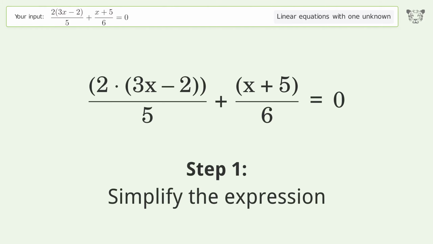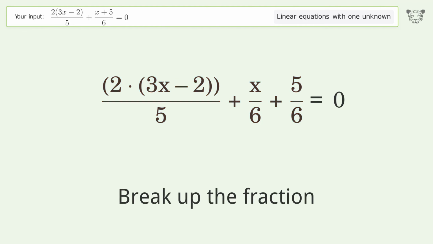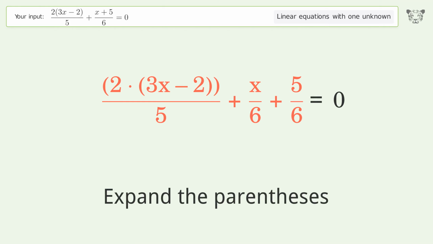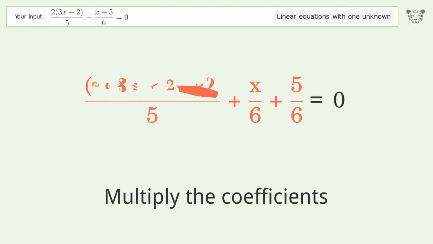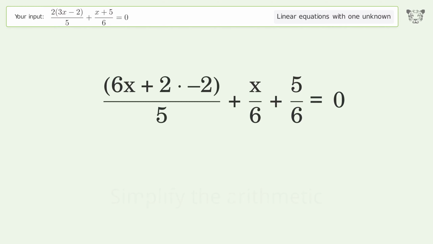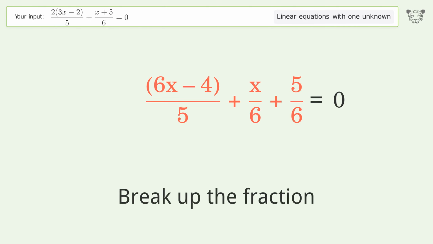Simplify the expression. Break up the fraction. Expand the parentheses. Multiply the coefficients. Simplify the arithmetic. Break up the fraction.